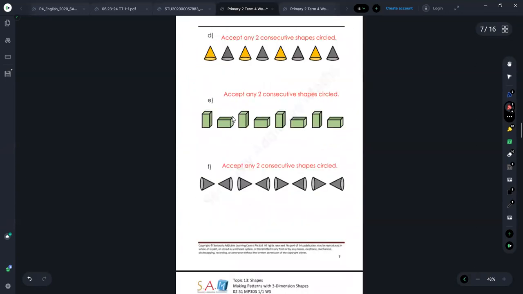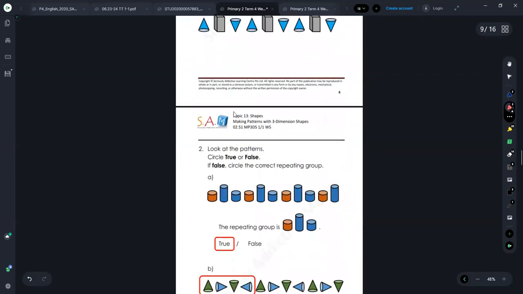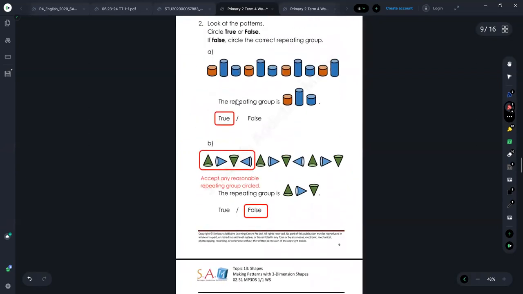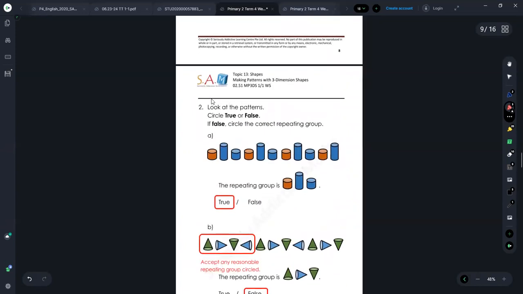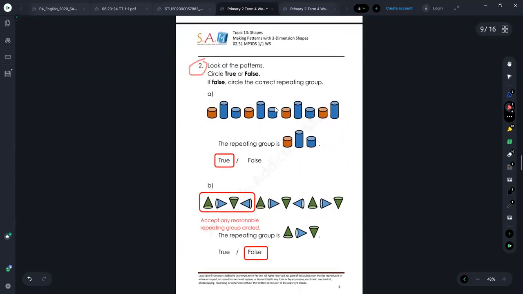All these questions are repetitive, so I wouldn't bother too much with them, and we just go to those that are a bit different. For example, question 2, which was not done during guided practice, you can try this instead: circle true or false. If false, circle the correct repeating pattern. So for this repeating group, is it true? They have to identify it. Similarly, you use the ABC method or the numbers method, 1, 2, 3, then 1 again. So there's a repeating pattern here.